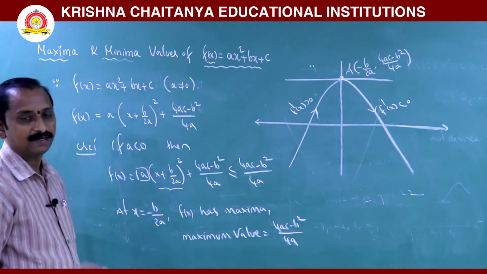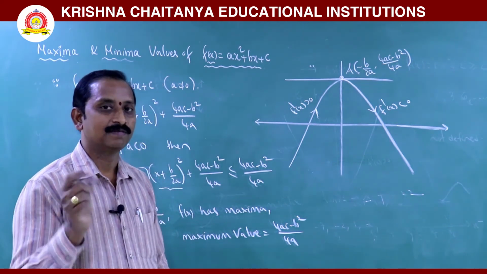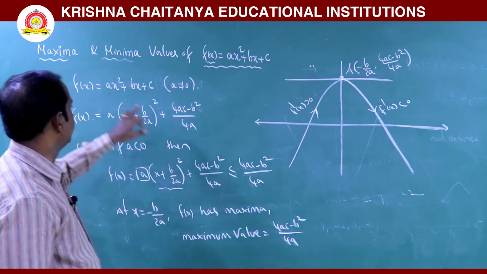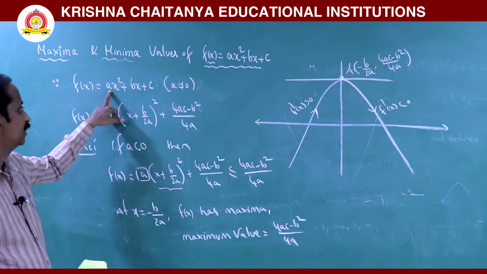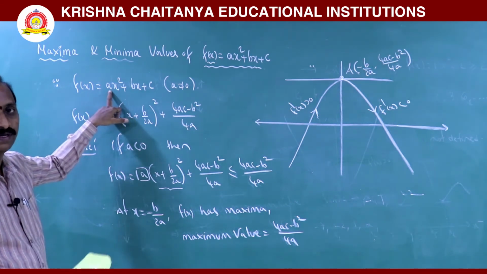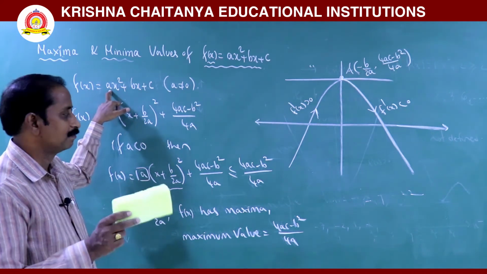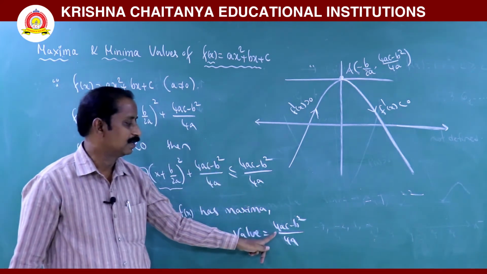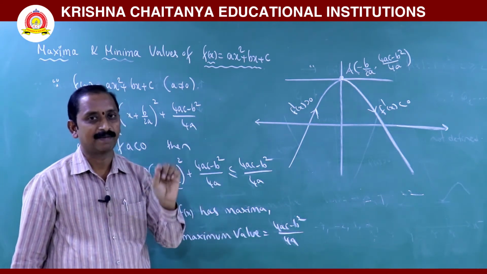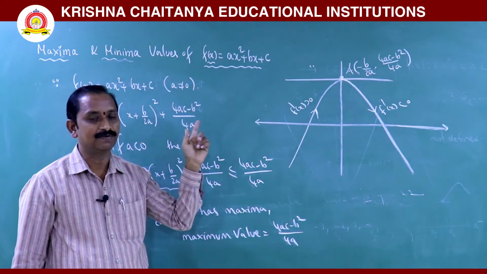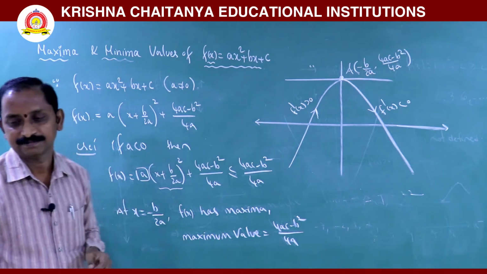So, keep in your mind for the function ax square plus bx plus c, minimum value, maximum value depending upon leading coefficient. If a greater than 0, it has minimum value, a less than 0, it has maximum value. Minimum value and maximum value occurs at x is equal to minus b by 2a. Minimum value, maximum value formula nothing but 4ac minus b square divided by 4a. This is the concept of maxima and minimum value of the respective quadratic expression f of x is equal to ax square plus bx plus c.